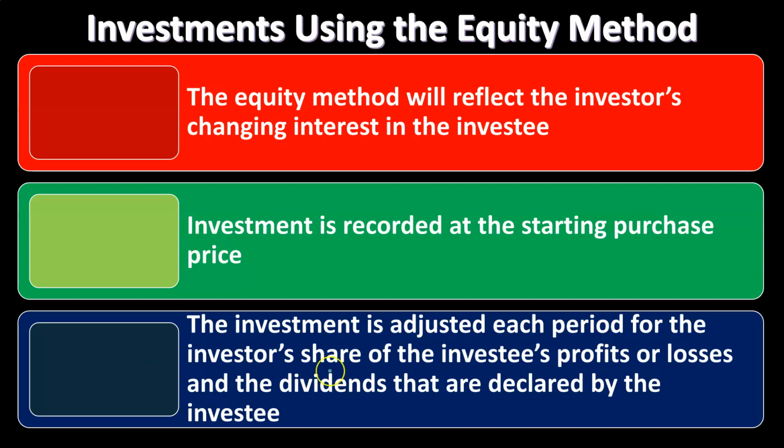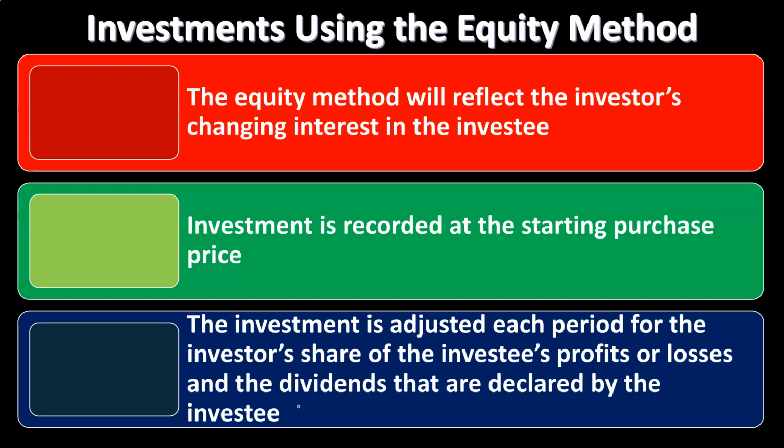And dividends, okay, so the profits and or losses and the dividends that are declared by the investee. So in other words, we are going to record the dividends. We're going to show the dividends. It's going to adjust our investment account, right? But we're not going to record income in this case on the equity method as we did under the prior method. If we don't have significant influence, we recorded dividend income when they gave us the dividends.